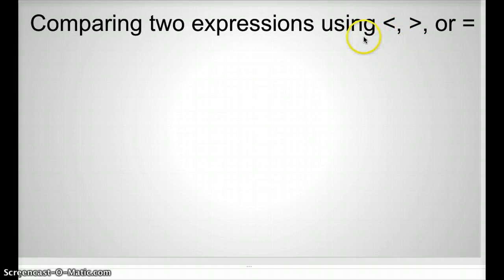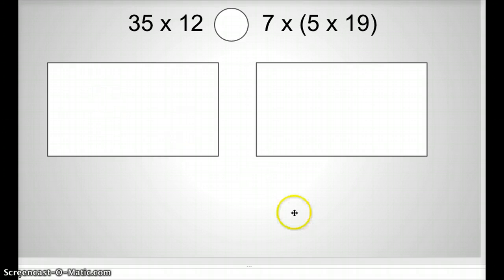Again, comparing two expressions using less than, which is that symbol, greater than, which is this symbol, or equal to, which is that symbol. So let's look at a problem that we need to compare. This is 35 times 12 is less than, greater than, or equal to 7 times 5 times 19.